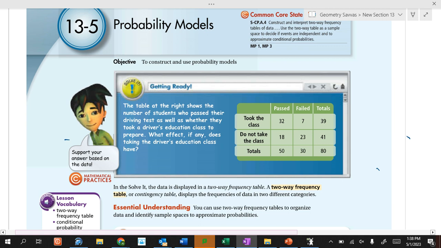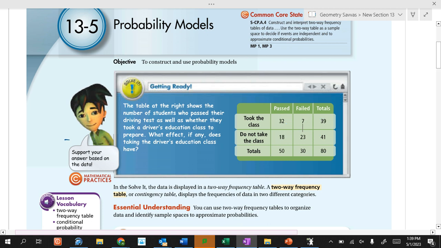Okay, looking at that table. The table at the right shows the number of students who passed their driving test as well as whether or not they took driver's ed class. What effect, if any, does taking driver's ed class have? Well, looking at it, 32 of the 39 who took driver's ed passed. 18 of the 41 who did not take driver's ed passed. So you had 23 failures there and only 7 there. What's the bottom line? Taking driver's ed helps pass the class.